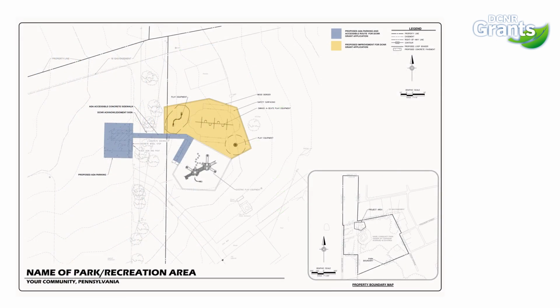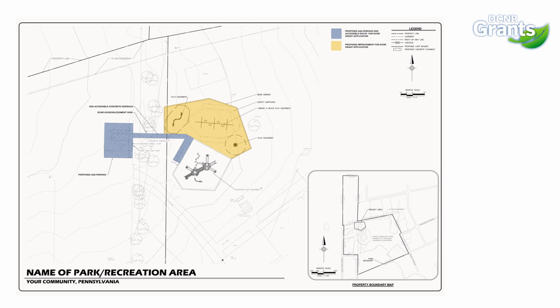Sample site development drawing. This sample clearly identifies the amenities included in the scope of work. Playground equipment and the required safety surfacing is shown in yellow shading. There's an ADA parking stall with a wheel stop and an ADA access aisle in purple shading, an ADA pedestrian walkway, 2 benches and seating areas, a DCNR funding acknowledgement sign also in purple shading.